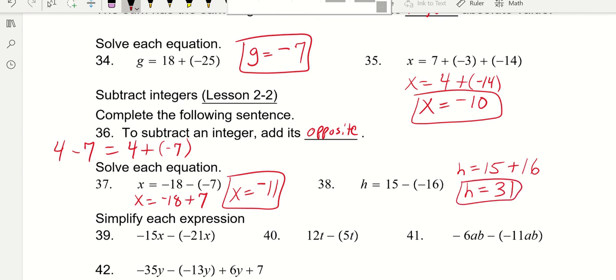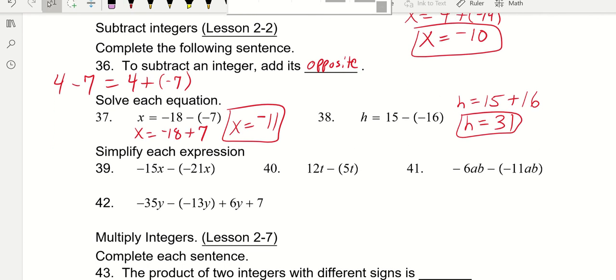31. Simplify each expression. Okay, we follow the same rules when there's variables involved. -15x. When you subtract -21, we have to add 21. Don't forget the x. This is equal to, all right, -15 plus 21. Which number is further from 0? 21 is. All right, and how far is 21 from 15? They are 6 apart, so that's 6x on that one.